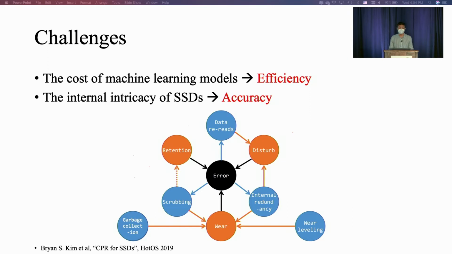Thus, using complex deep learning models may end up slowing down the aging process. Second, the inference must be accurate, but the complexity of modern SSDs makes this difficult. Any SSD internal activities can increase the wear, which in turn increases the error rate, which feeds back into increased SSD internal activities to handle errors. These complex interdependencies must be correctly modeled to infer the future wear state.